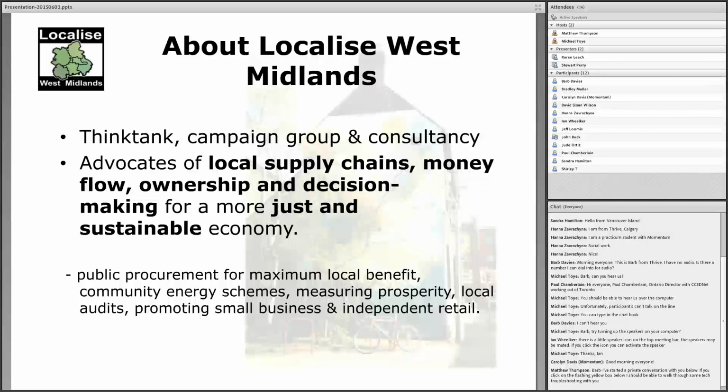Mike just described the organisation to you, so you know roughly what it is that we do. We've done work for local authorities around public procurement. We do a little bit of work with communities, sometimes on things like planning issues and community energy schemes. We've done some more research-based work on measuring prosperity, and some work on promoting small business and independent retail. But the work that I'm about to describe is really quite groundbreaking for us. It's very much the mainstream of our agenda, as well as being about mainstreaming these sorts of issues.